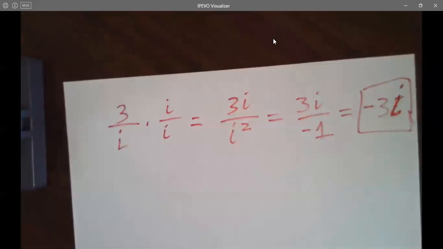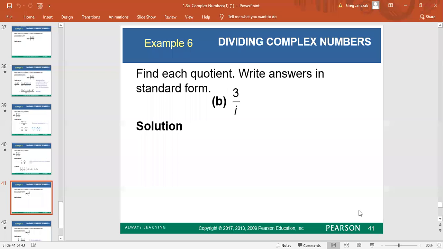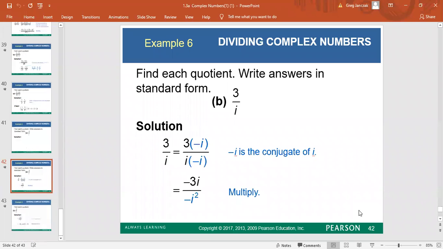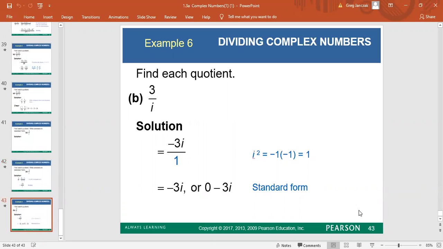Okay, so we're getting kind of short on time, so I want to finish this up. So you can either write it as negative 3i as imaginary, or you can write it as 0 minus 3i. Okay, either way is acceptable. Any questions with that? Okay, that concludes our lesson for today.